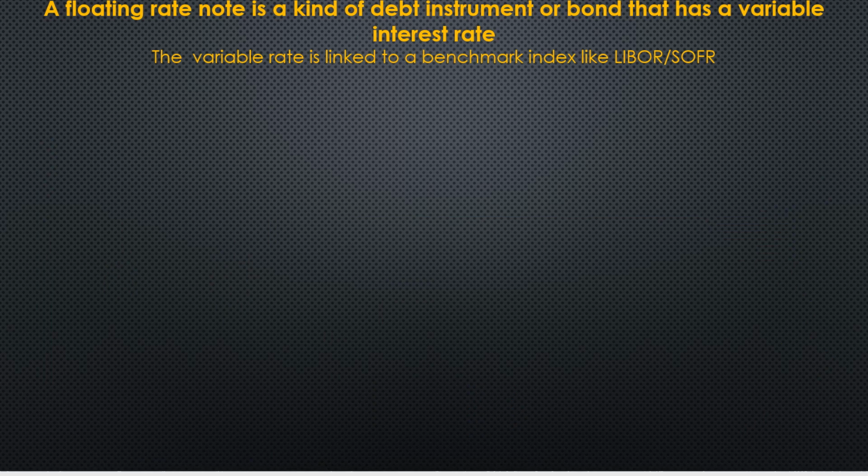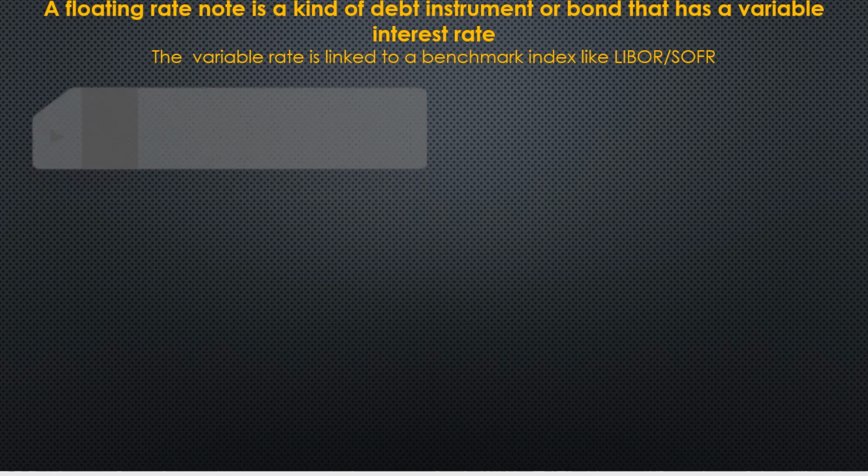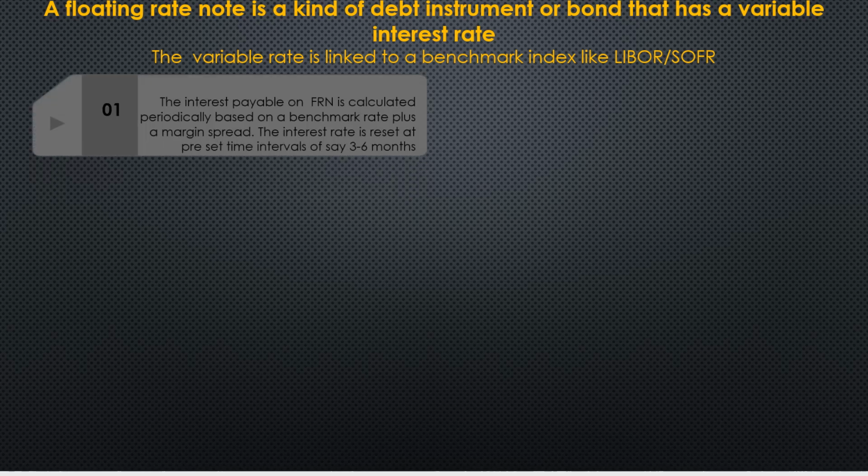Now, what is a floating rate note? A floating rate note is a kind of debt instrument or bond that has a variable interest rate. The variable rate is linked to a benchmark index like LIBOR or SOFR. The interest payable on FRN is calculated periodically based on a benchmark rate plus a margin spread. The interest rate is reset at preset time intervals of say 3 to 6 months.